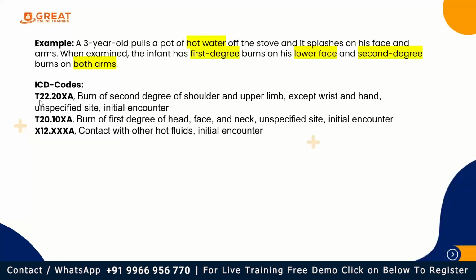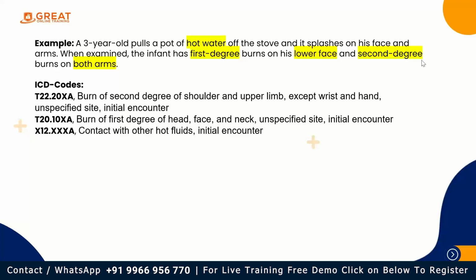So the ICD codes we need to use are T22.20XA for burn of second degree of shoulder and upper arm, except wrist and hand, unspecified site, initial encounter. Then T20.10XA burn of first degree of face. We use this code, and as we have external cause, we also use the agent, that is contact with other hot fluid, initial encounter. Let's see how to find these codes. First, we need to search code for second degree, right? First degree and second degree are there. We have to use first the code for the highest degree.